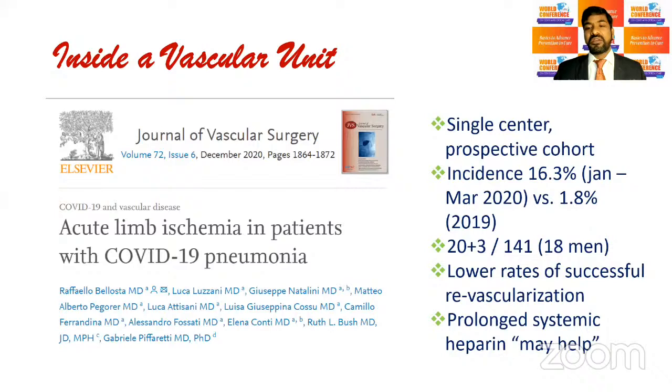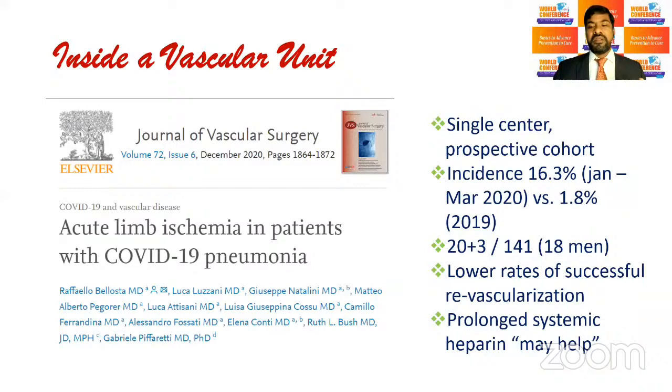Okay, so they had a total of 23 patients presenting with ALI, of which 20 were COVID pneumonia with acute limb ischemias. 19 or 18 of them were men. So there was a male preponderance. And of course, they had more lower limb ischemias than upper limb ischemias. And something very important that came up in this particular cohort was that they had very low rates of successful revascularization in comparison to their own benchmark.